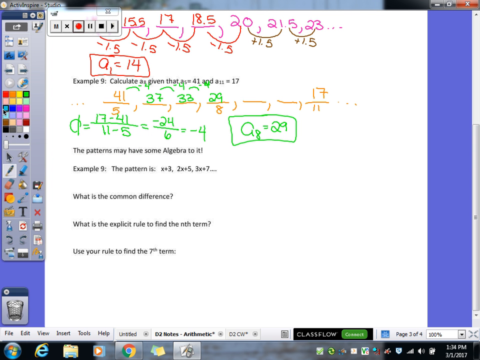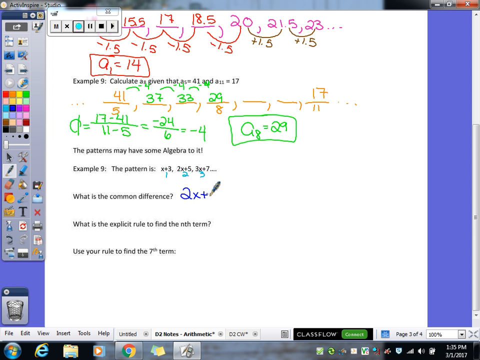Now, the people who write your Regents exam, they can't be nice and always just give you numbers. They sometimes give you ones that have letters. So we have algebraic expressions as your pattern. Like here we have the pattern of x plus 3 is your first term, 2x plus 5 is your second term, 3x plus 7 is our third term. So they want to know what is the common difference. This goes back to what I talked about on the first page. It's not as quick and easy to see your common difference.